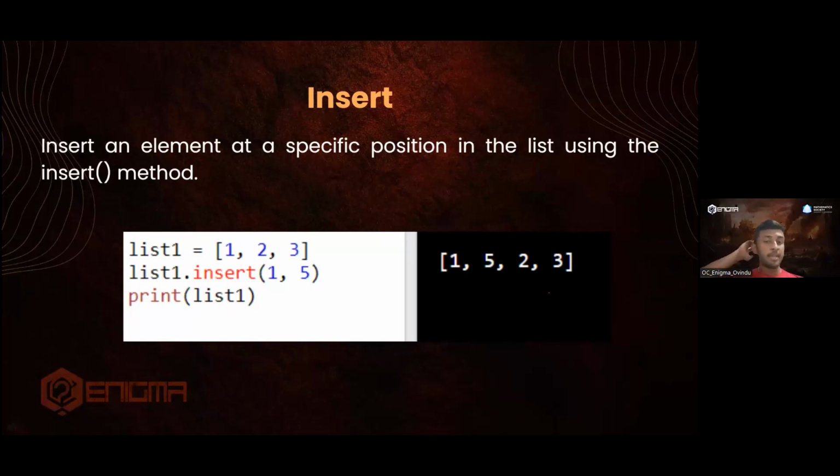So for example, here we want to insert the element 5 at index 1. So we first mention the index, next we mention the element. And you can see that 5 has been inserted at the first index of the list.